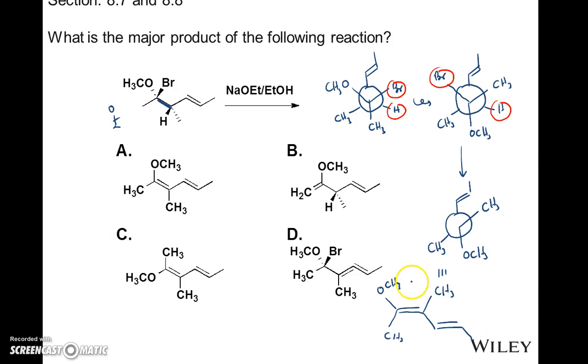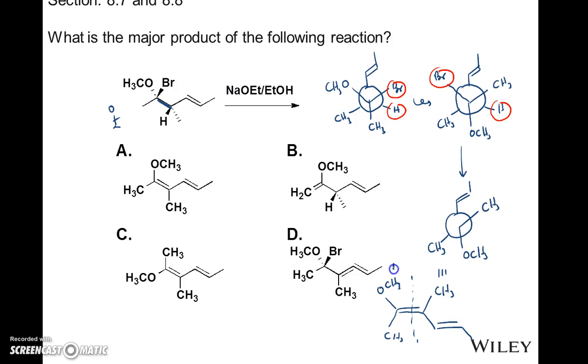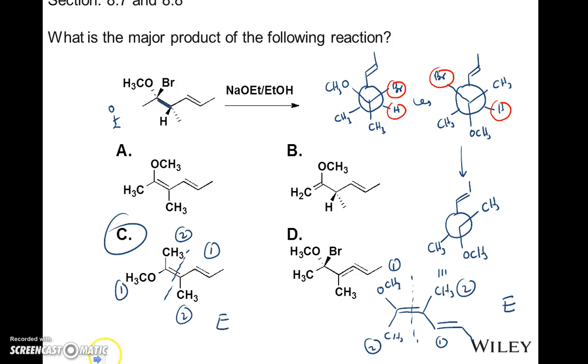So you can see, if you look at the stereochemistry, you can see that this is going to be 1, this is 2, and this is 1, and this is 2. So you're going to have it to be E. And so if you look at this one here, you see this is 1, and this is 2, this is 1, and this is 2, and that is E. And so the answer is C.